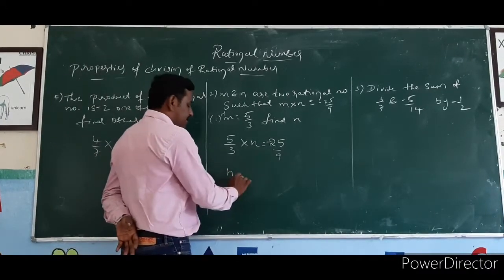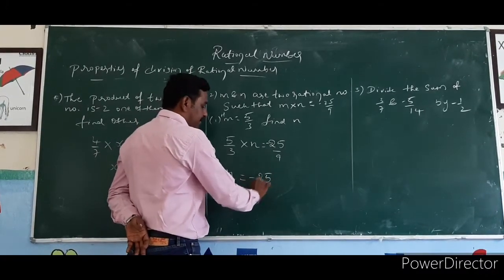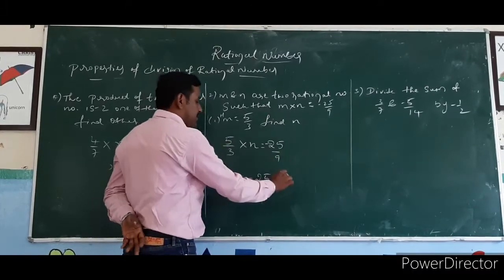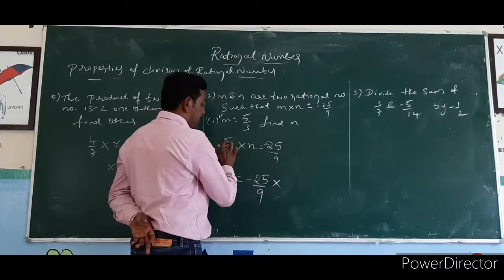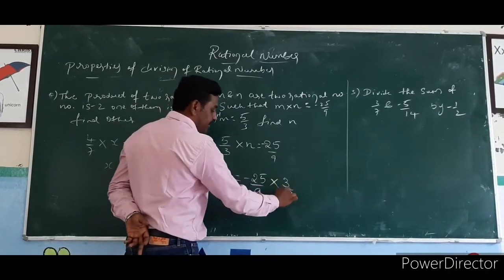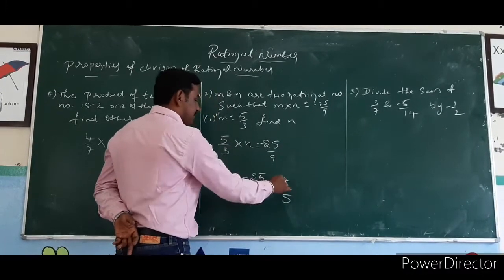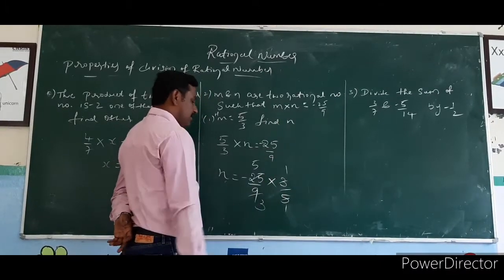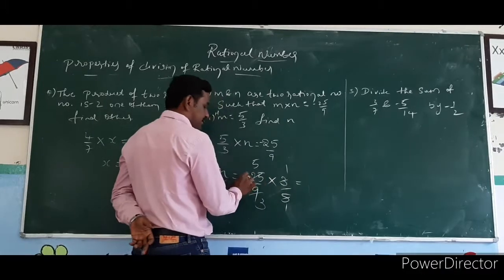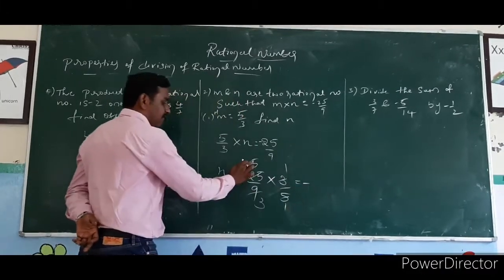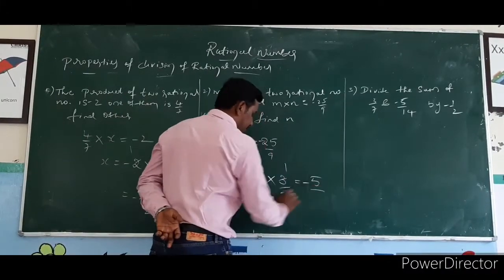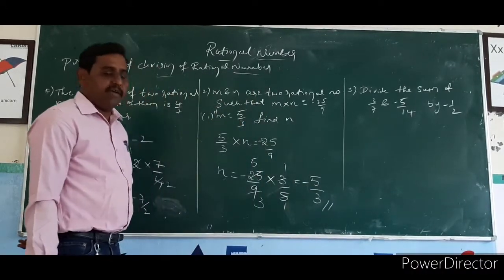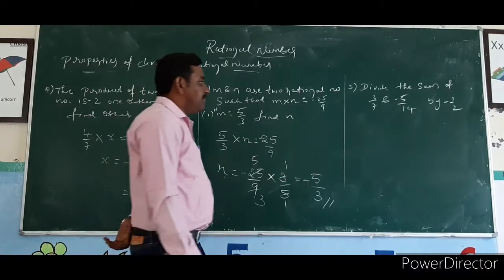So again, n is equal to minus 25 by 9 into, if you change to the RHS, what happens? This will go to the numerator and 5 will come to the denominator. So 3 1s are 3, 3 3s are 9, 5 1s are 5, 5 5s are 25. Minus is there, you can put minus. 5 1s are 5, 3 1s are 3. Minus 5 by 3 is the answer.